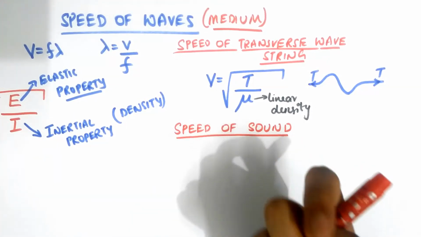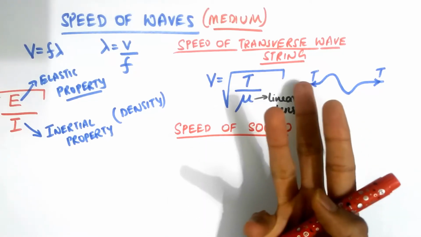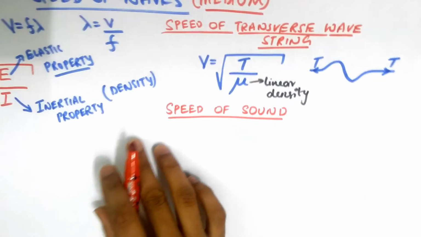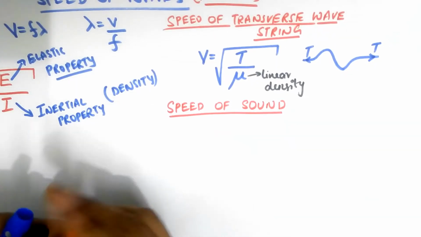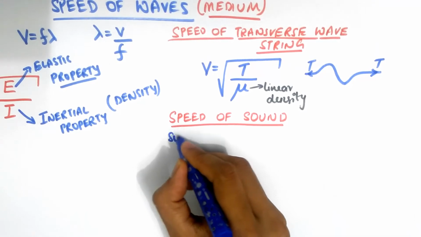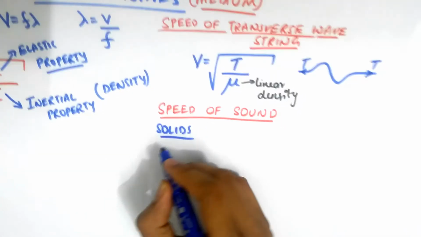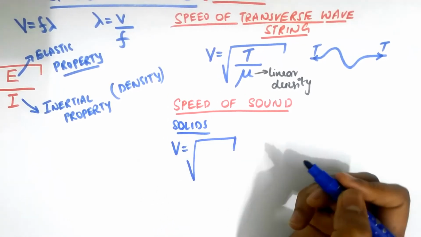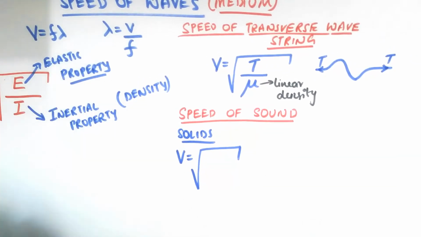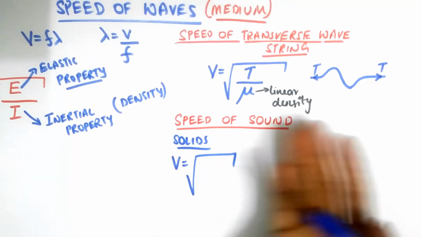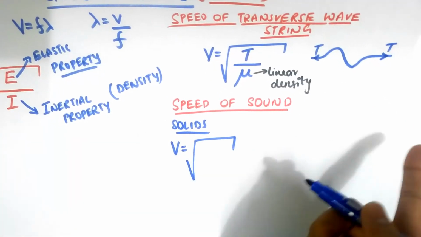Sound can travel in solids, it can travel in liquids, it can travel in gases. So let's talk about formulae. Well, the speed of sound in solids, let's talk about solids first. We're going to use the same property. It's going to be the square root of the elastic property. And the question now is, what is the elastic property that allows the waves to propagate in sound?